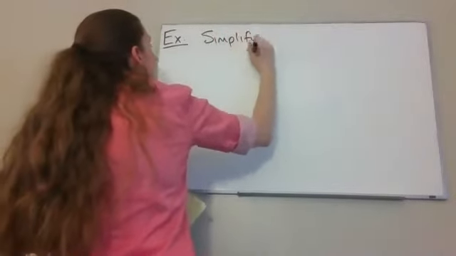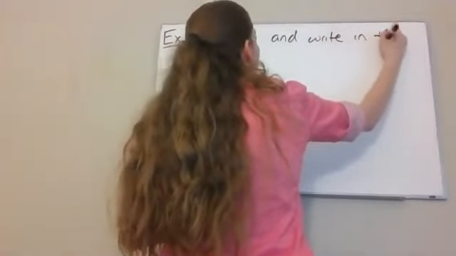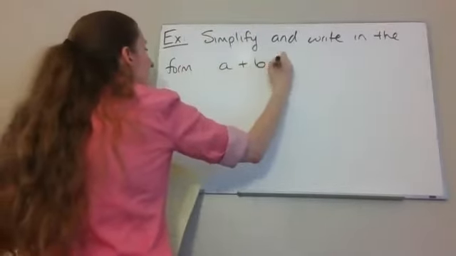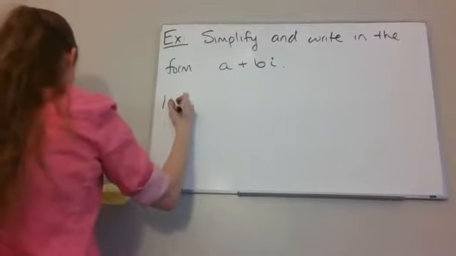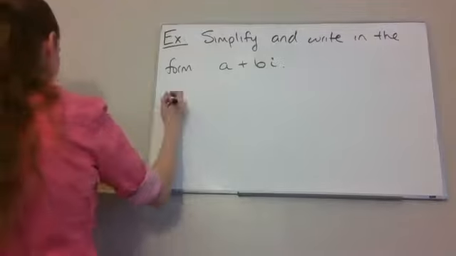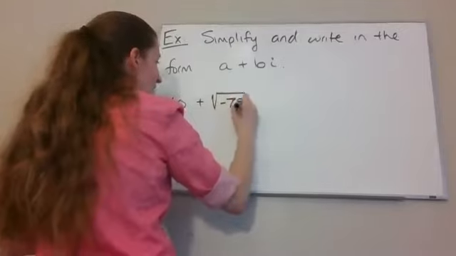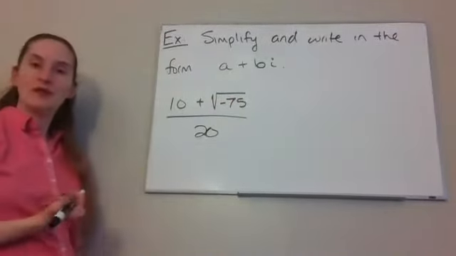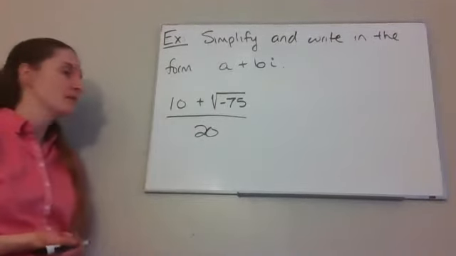Simplify and write in the form a plus bi. So I have 10 plus the square root of negative 75, all divided by 20. We are going to simplify this expression until it looks like a plus b times i.